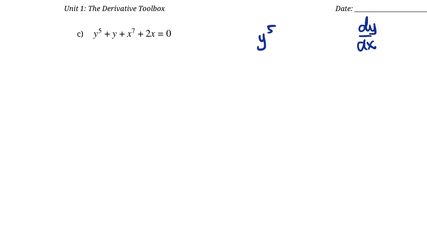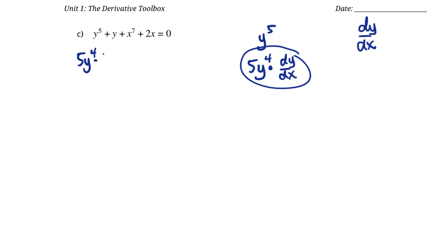So the way we find the derivative of this is we use the chain rule, bring down the 5 in front of the y, and that's going to become 5y to the power of 4, but we have to multiply by the derivative of y, which we would just call dy by dx. So this thing here is what takes the place of the y to the power of 5 when we take the derivative. That is the derivative of y to the power of 5. So it's going to be 5y to the 4 times dy by dx plus, we have another y.